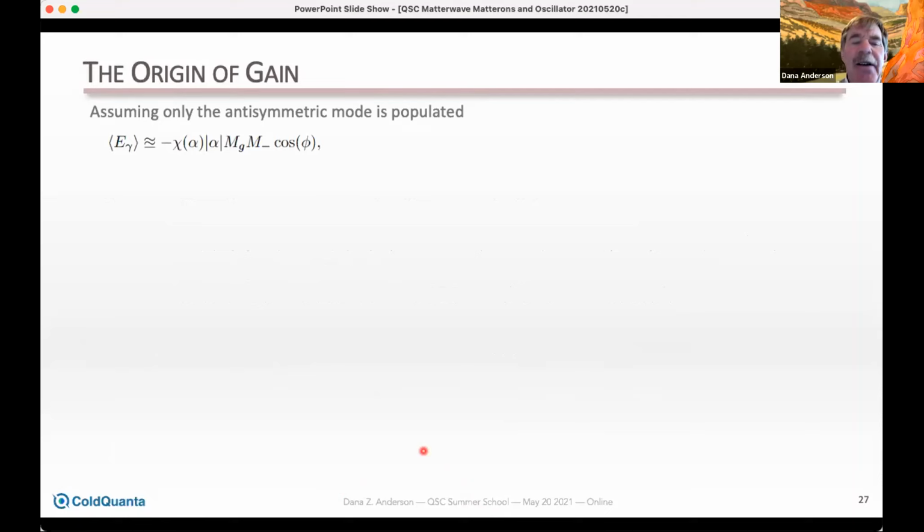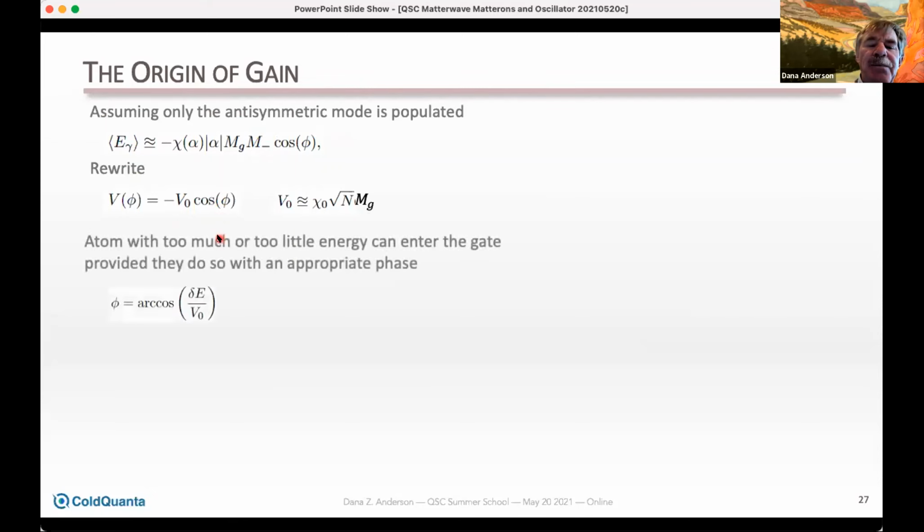And it turns out that assuming only an antisymmetric mode is populated, then, so here's this coupling equation again with only one mode. I'm going to rewrite it as V of phi equals minus V naught cosine phi. So just lump all these into a constant for the moment. We see now that we have a phase-dependent atomic potential. And that's very interesting. It's going to be the origin of gain in the system.